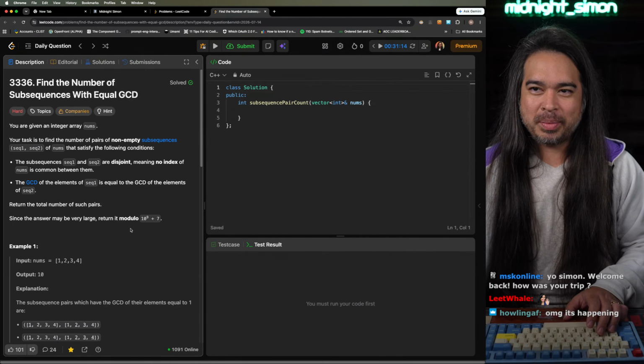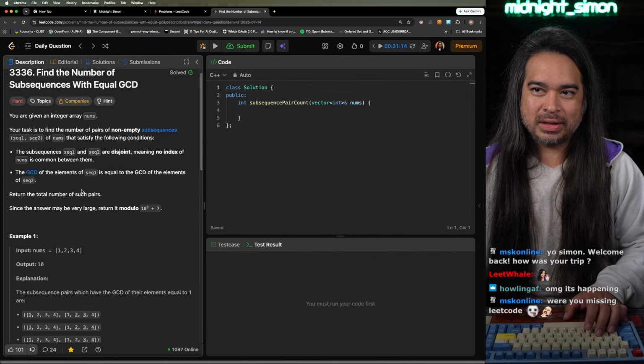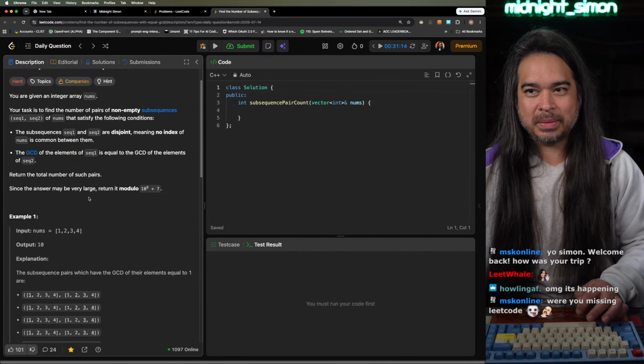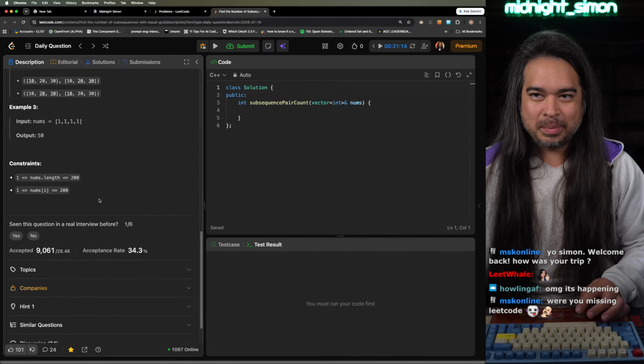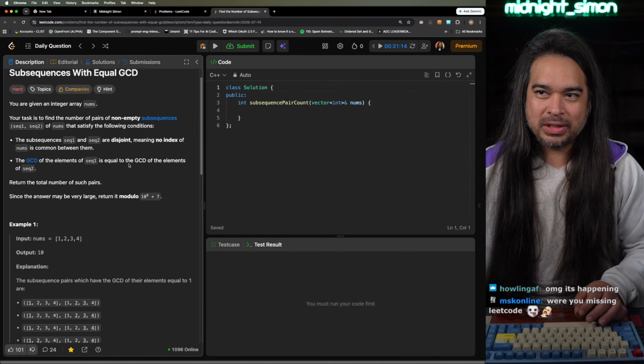Can I do this problem? I'm thinking it's just like take it or leave it. For each element, you try it in sequence 1 and sequence 2, and you just make sure the GCDs are equal at the end or something. But it seems a little tricky because GCD always scares me. Anytime I see GCD in a problem, I start to panic.